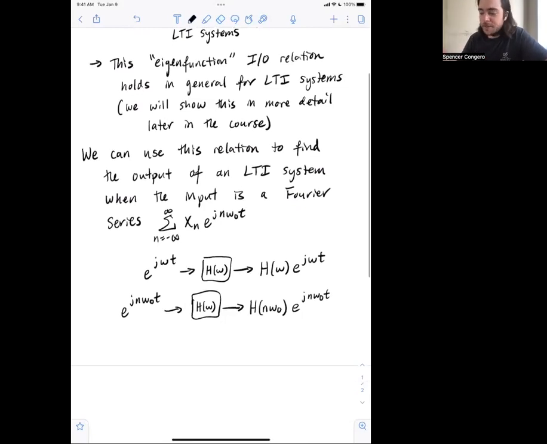Okay, what else can we do to this? Well, let's just keep building up this Fourier series. Now we're going to multiply it by a constant, by that x sub n, that Fourier series coefficient. How does that change things?